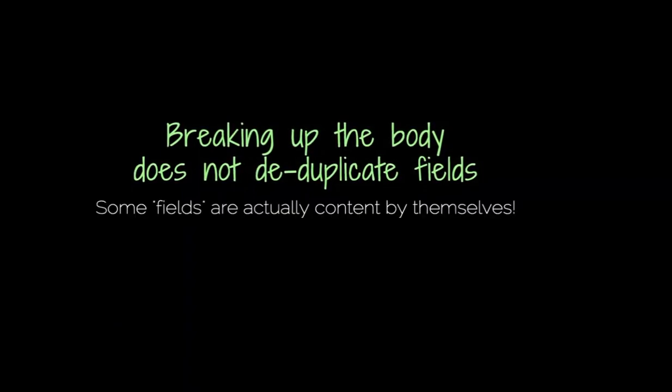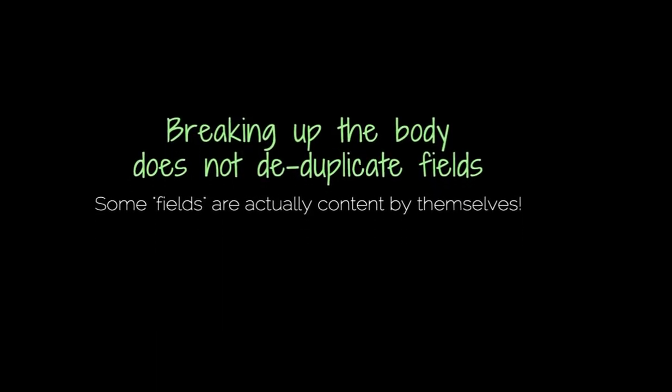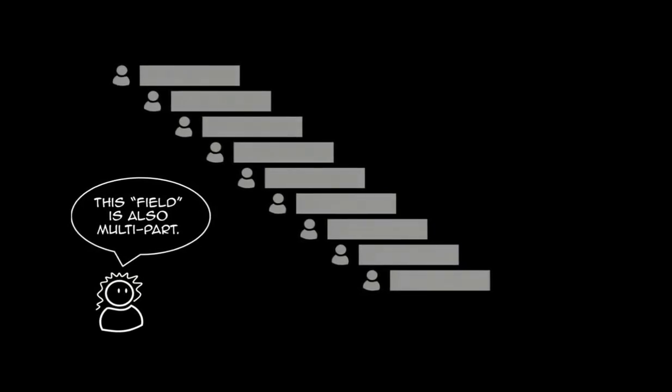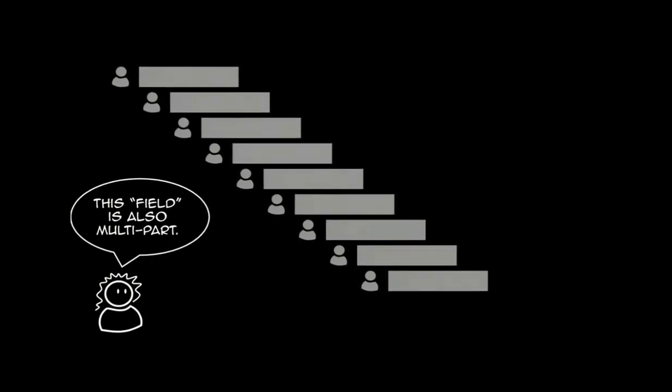Breaking up the body field does not deduplicate fields, because some fields are actually content by themselves. That author info field is fine if it's just one field, but it's not just one thing. It's multiple things, and it's copied from one post to the next, to the next, to the next by the same person who writes it. It's a mess. We don't want that. And actually, if we look at this field, it is, quote unquote, multi-part. We have a description, a name, an image. We have a whole bunch of actual content-y stuff that goes with this.